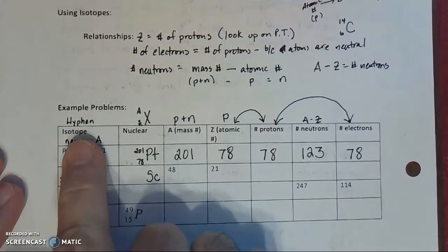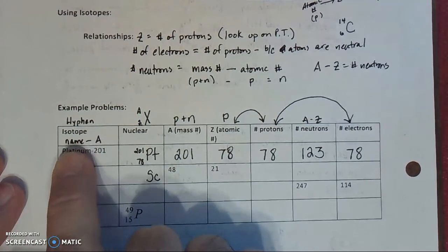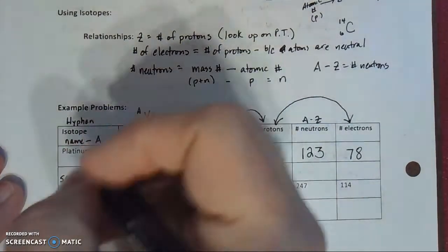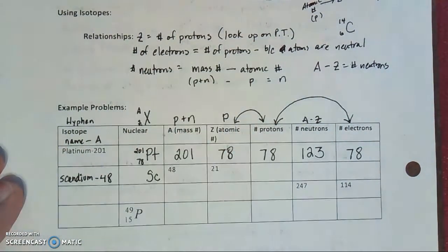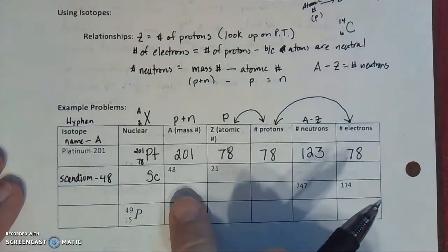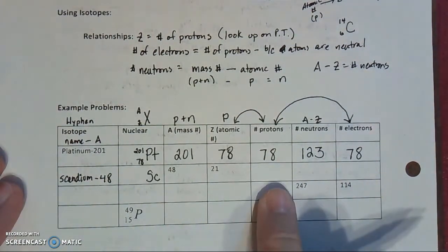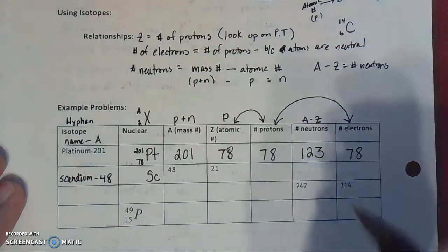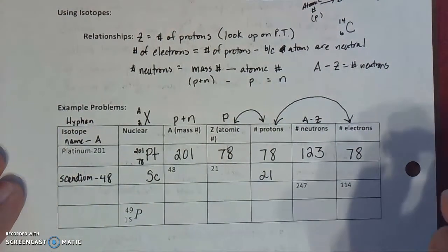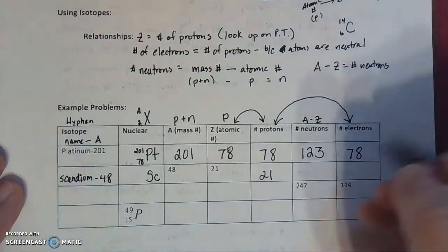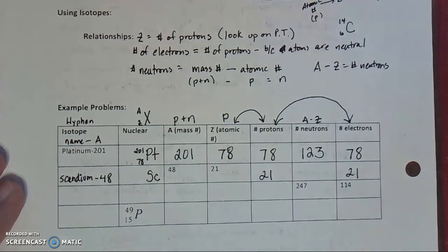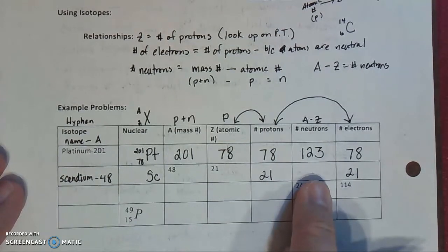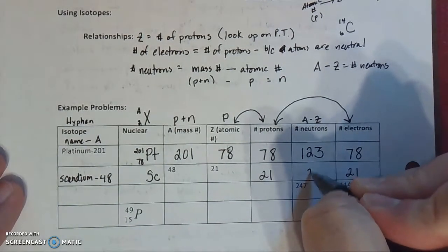So in order to write its isotope or hyphen method name, we need the name of the element, scandium, dash, A. Well, we're given A as 48. So its name is scandium-48. We're given the mass number and atomic number, but we can do the number of protons. Remember, the number of protons is the same thing as the atomic number because that's the definition, so 21. The number of electrons is the same as the number of protons, so 21. And then we can subtract these two. So 48 minus 21 gives us the number of neutrons, which is going to be 27.